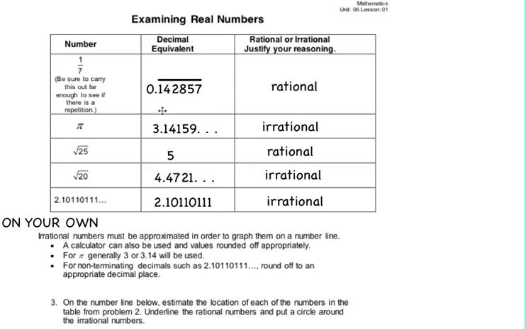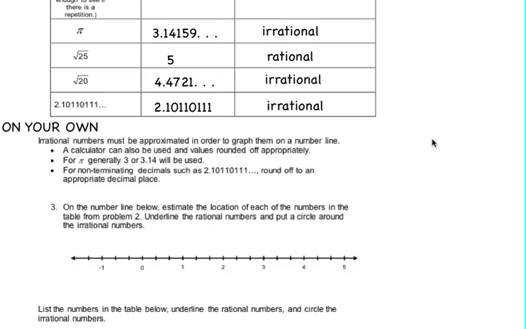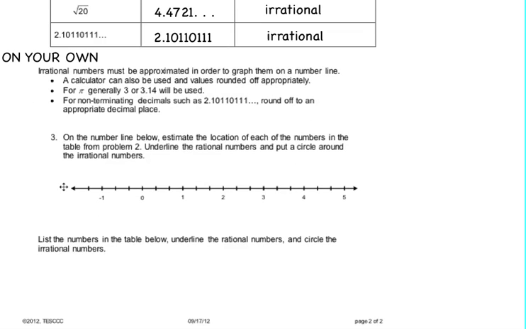If we can give them decimal equivalents, then we should be able to put them on a number line. So what I want you to do on your own is to place them on the number line. Then I want you to circle the irrational numbers and underline the rational numbers on your number line. Good luck.